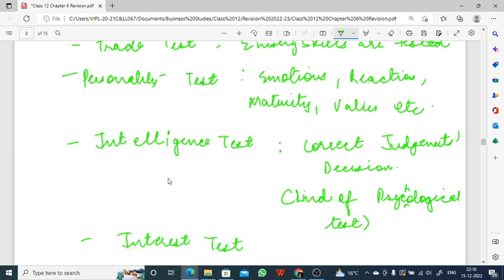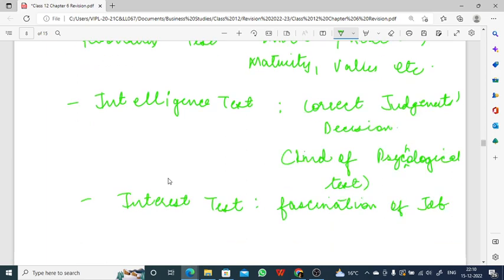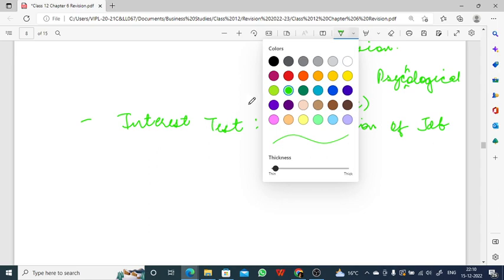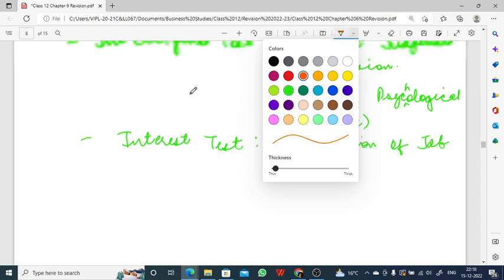Interest test is how much is the person interested in the job? How much is the person fascinated by the job? Because if the person doesn't have the interest, you'll be able to understand that that person might not be able to give the best of his potential in the organization, just for the sake of doing things easier.